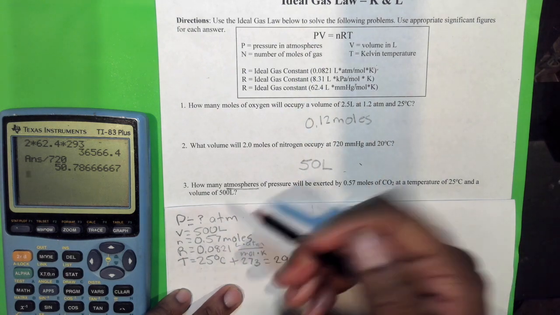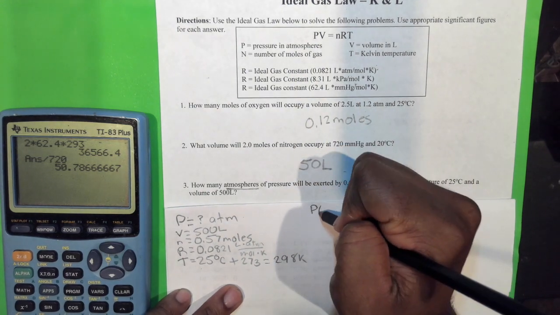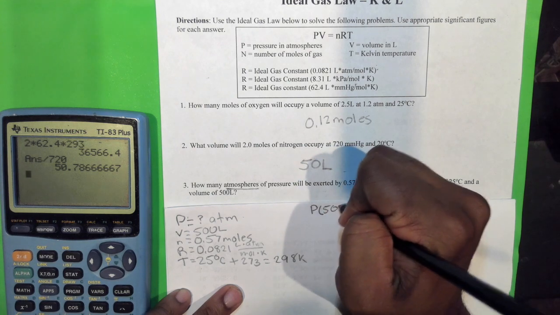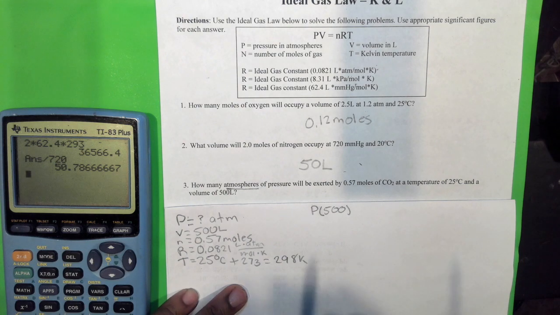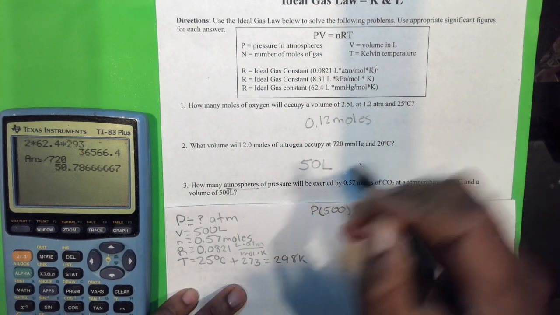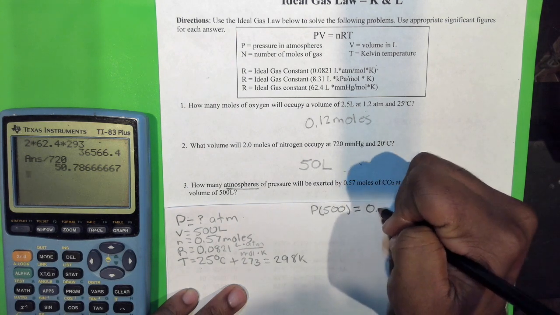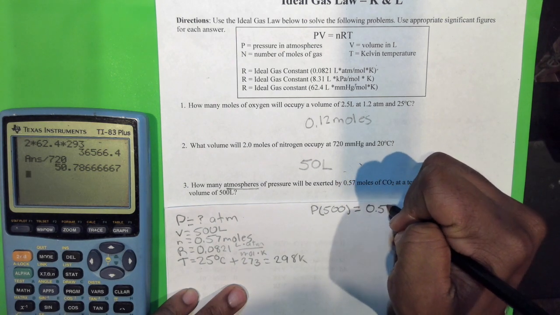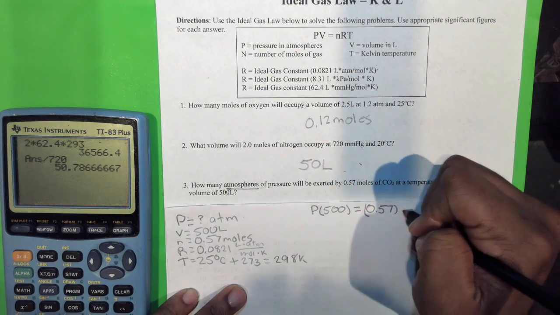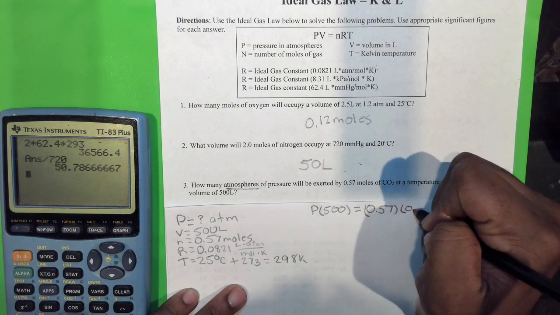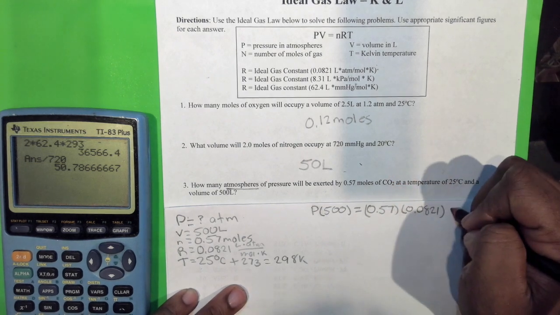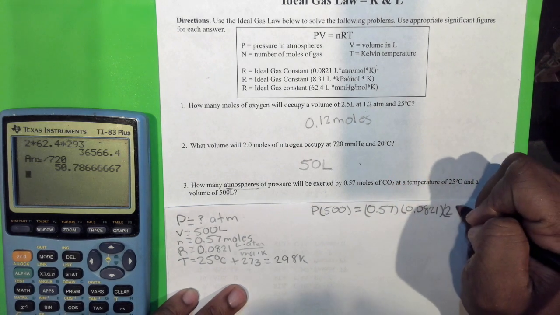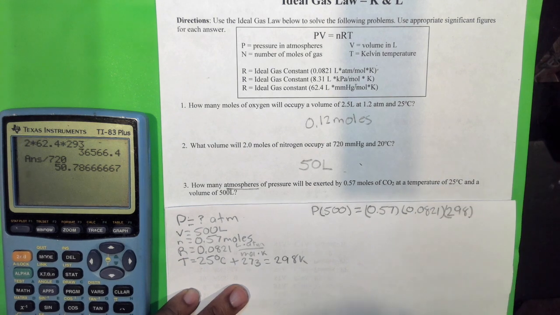Next step, we're going to plug in all of our values into our ideal gas law, which is PV equals nRT. So P, we don't know. V is 500. If y'all remember, I dropped the units to make the problems more concise and easier to read. And now we have equals n, which is 0.57 moles. And now we have our R, which is 0.0821. And last but not least, we have our temperature, which is 298 degrees kelvins.